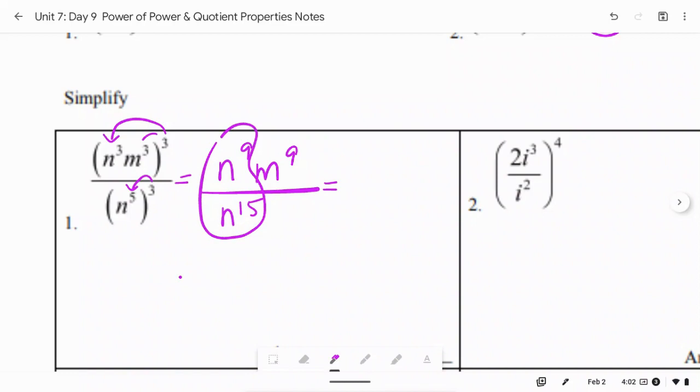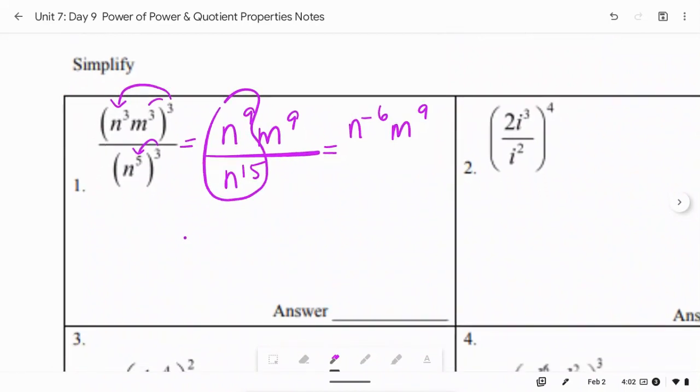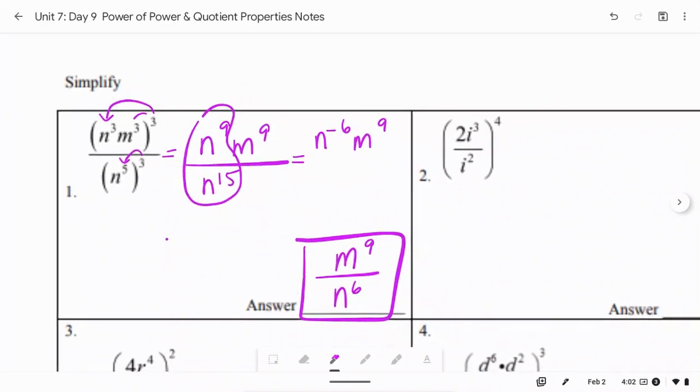So 9 minus 15 would give me n to the negative 6th power, and then just bring m to the 9th power with that. And then don't leave your answer with a negative exponent, so you need to move that into the denominator. So the final answer is m to the 9th, and then n to the positive 6th power. Since we need to get rid of that negative, we can't have a negative exponent in our final answer.